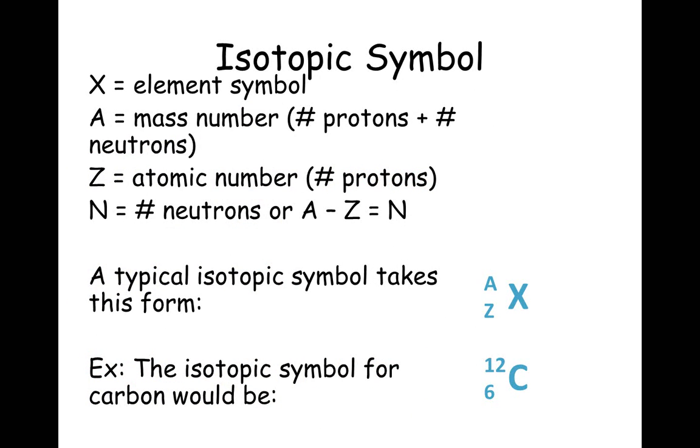Isotopic symbol, you're going to need to write this. You're going to need to know how these look. So the X, A, Z, and the N. The X is the element symbol.